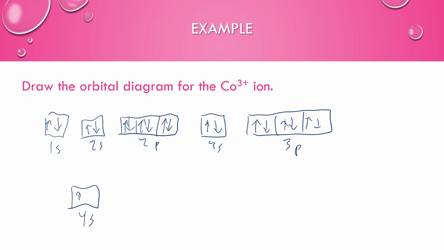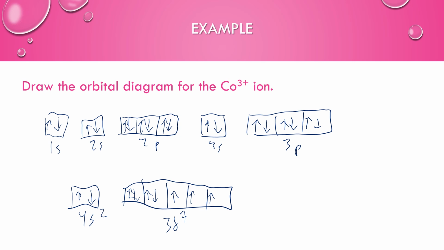So cobalt typically has 27 electrons. So it would be 4s2, and then we would fill in the 3d with the additional 7 electrons. So 3d7, 4s2. But that would be for neutral cobalt. When you're forming an ion of these transition metals, very often they're going to lose their 4s electrons first and then lose electrons from the 3d.